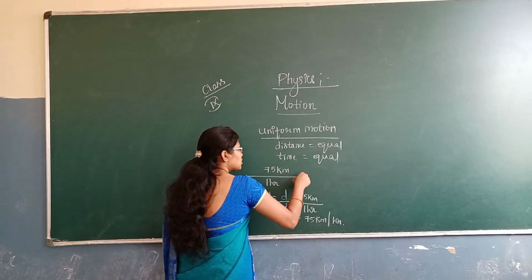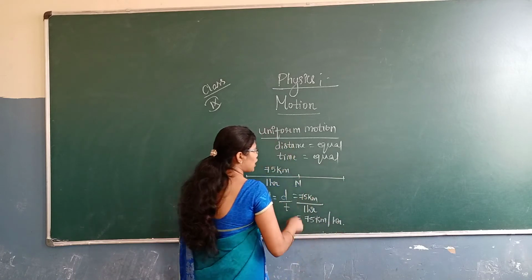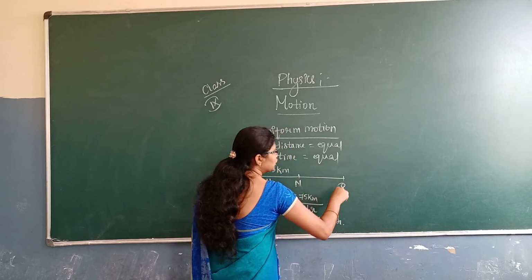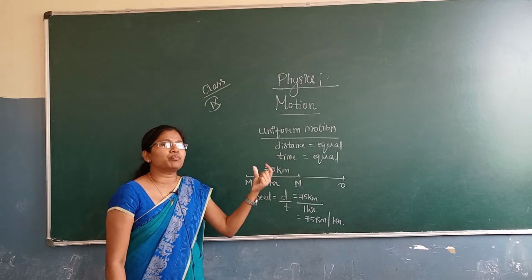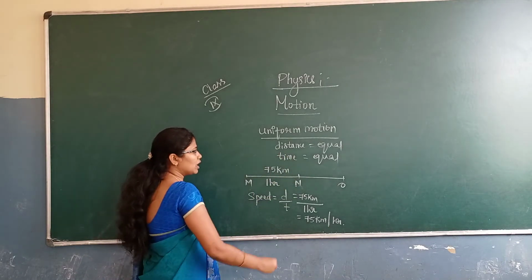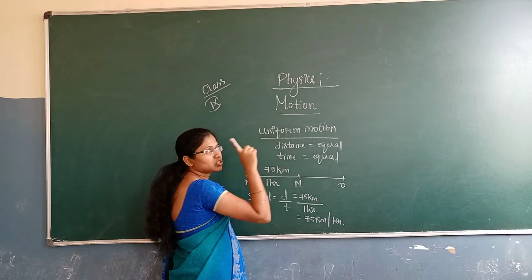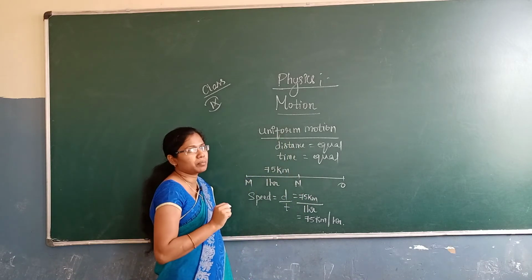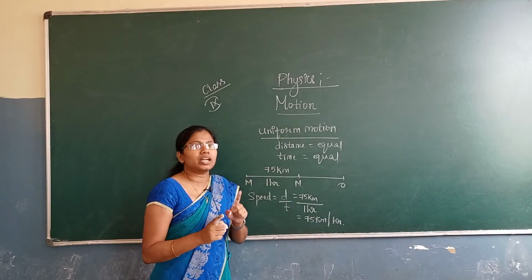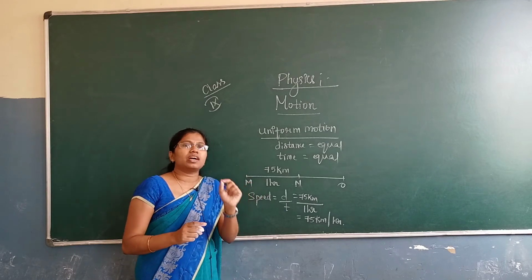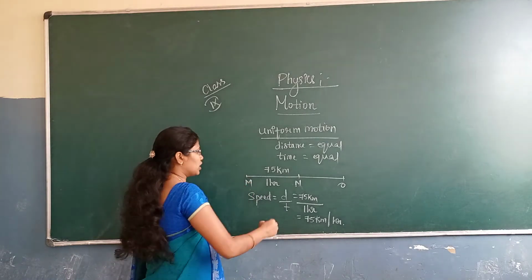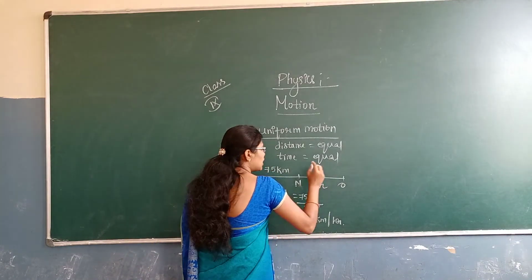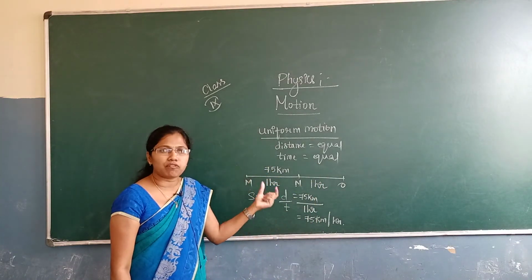Next, suppose an object moves from point N to point O. So the object is moving from point N to point O, right? This is the case of uniform motion that we consider. In uniform motion the time will also be equal and the distance covered by the object will also be equal. So again it has taken a time of 1 hour.